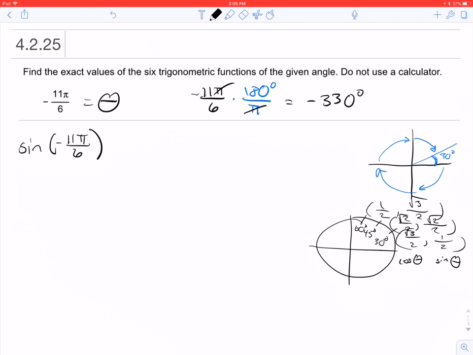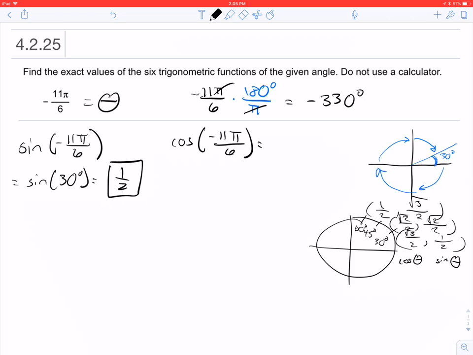So then sine of negative 11 pi over 6 is really just the same as sine of 30 degrees, and then sine should be a positive 1/2. It's positive 1/2 because we're in quadrant 1, okay? So then if we do cosine of negative 11 pi over 6, so then we just look at the unit circle. We're in quadrant 1. Cosine of 30 is root 3 over 2. So square root of 3 over 2.